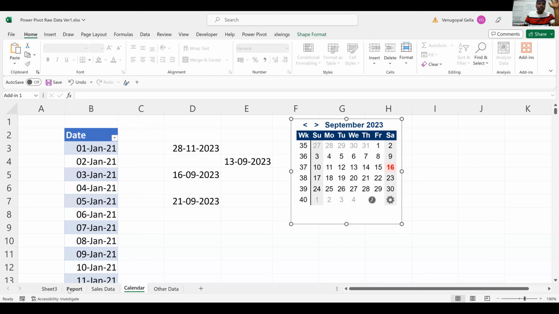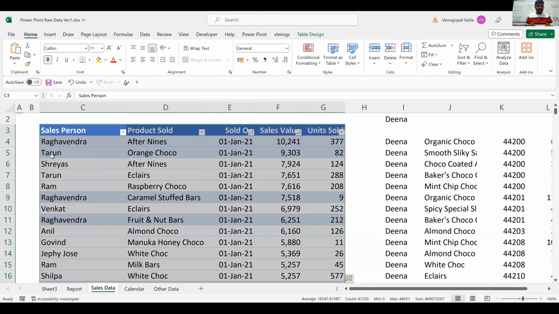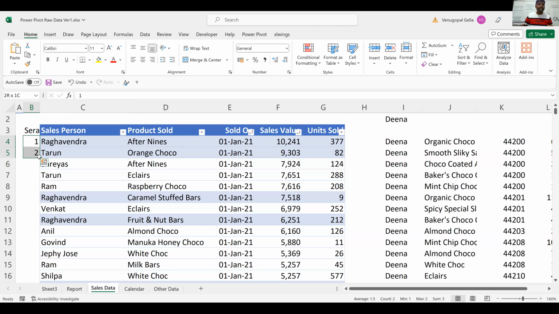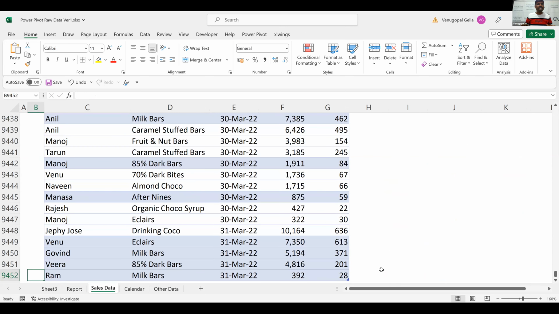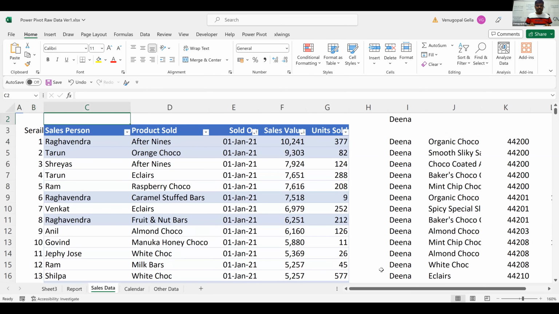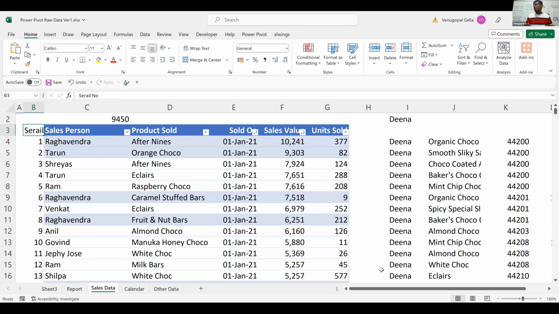Now, sometimes when you have this data, the sales data which we are seeing here, you want the record serial number. Generally, there are multiple ways. People type 1, 2, and they drag along this. Or the other way people do is they select +1 and go all the way down and set it, right? So there are multiple ways you are doing it. Another way you can do is you can just get the count of records. So there are around 9,450 records.